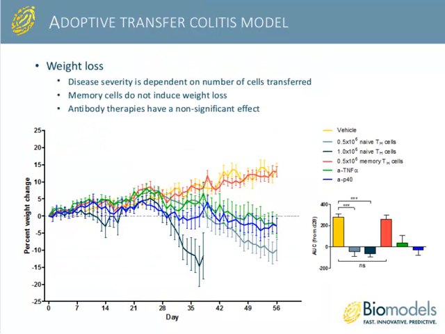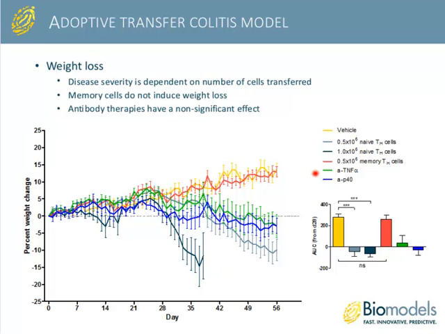So here's some data, the weight loss. I'll go through this graph in a bit of detail. The yellow line is the naive control. These mice did not receive a cell transfer, and they just gain weight steadily throughout the study. Likewise, the red line, mice that received memory T cells, get no disease. Then we've got the light blue and the dark blue lines, which received two different doses of naive T cells. They get either normal or severe disease.